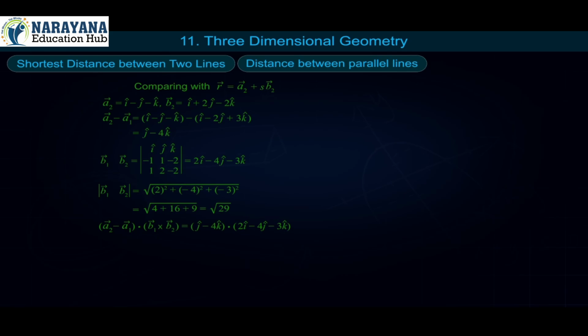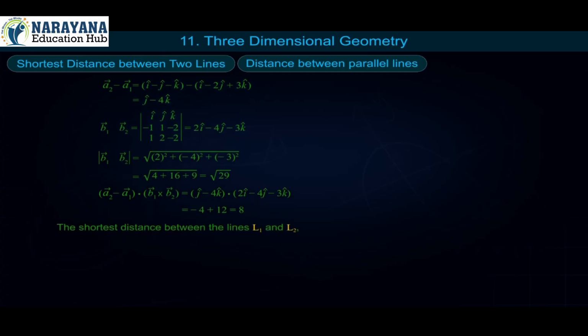Vector a2 minus vector a1 dot vector b1 cross vector b2 is equal to j cap minus 4k cap dot 2i cap minus 4j cap minus 3k cap, which is equal to minus 4 plus 12, which is equal to 8. The shortest distance between the lines L1 and L2 is equal to modulus of vector a2 minus vector a1 dot vector b1 cross vector b2 upon modulus of vector b1 cross vector b2, which is equal to 8 upon square root of 29.